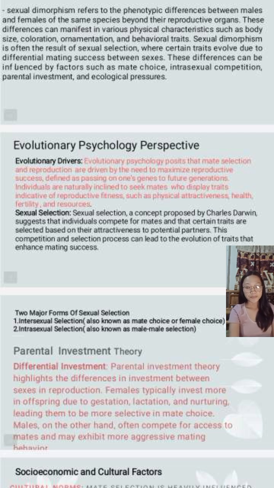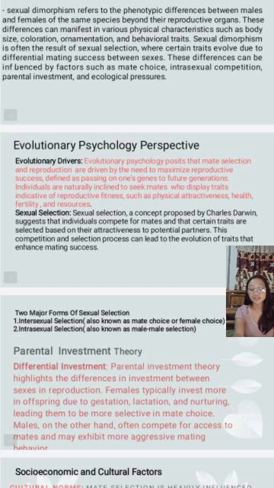Next, we have sexual selection. Sexual selection is a concept proposed by Charles Darwin. It suggests that individuals compete for mates and that certain traits are selected based on their attractiveness to potential partners. This competition and selection process can lead to the evolution of traits that enhance mating success.